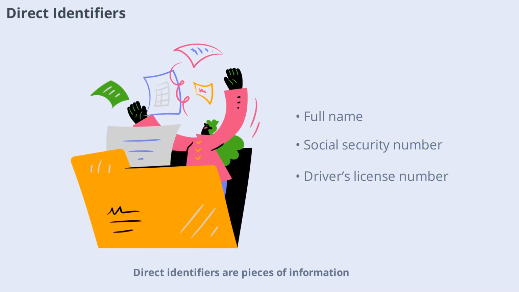Direct identifiers are pieces of information that can single-handedly identify a person. Think of your full name, social security number, or driver's license number. These are the most straightforward forms of PII. If someone has access to this data, they can easily pinpoint who you are. That's why direct identifiers are often the focus of data protection laws and security measures.